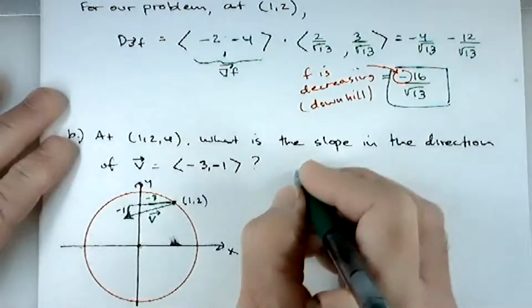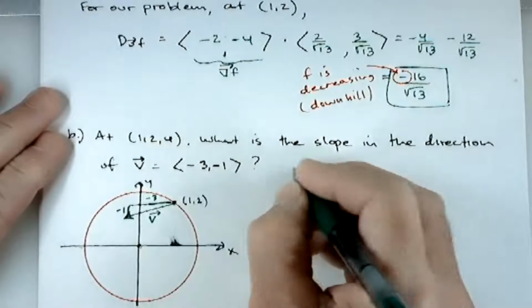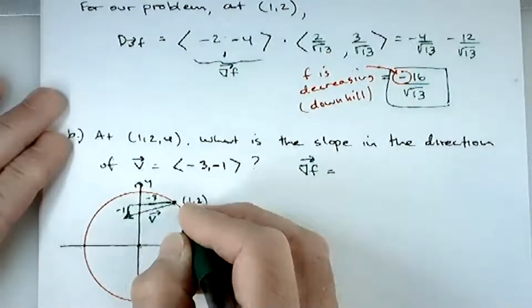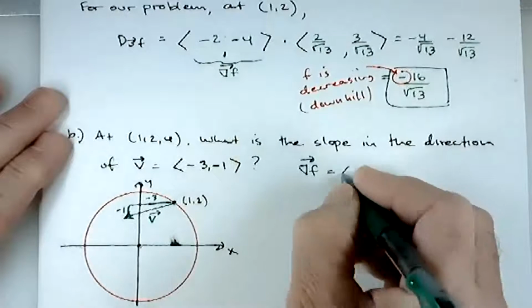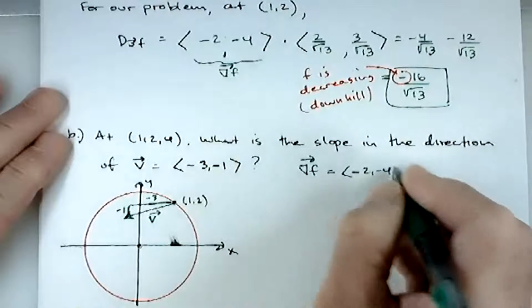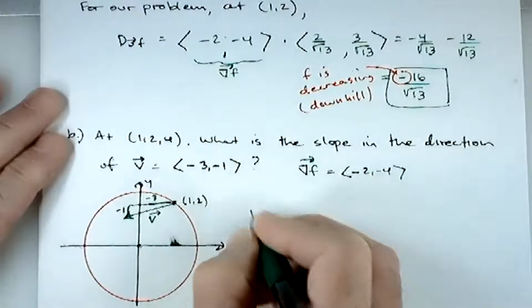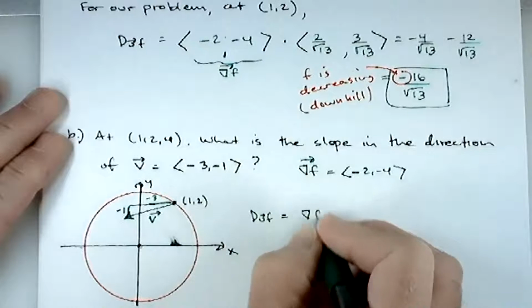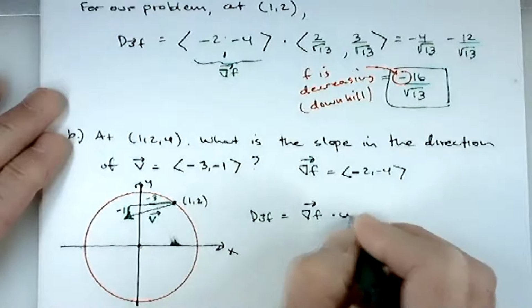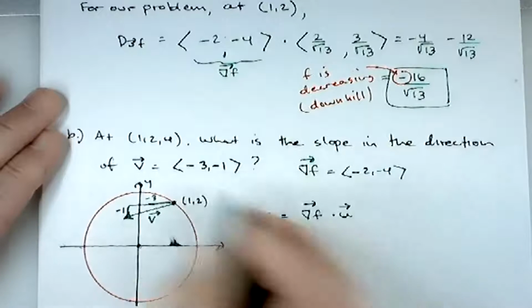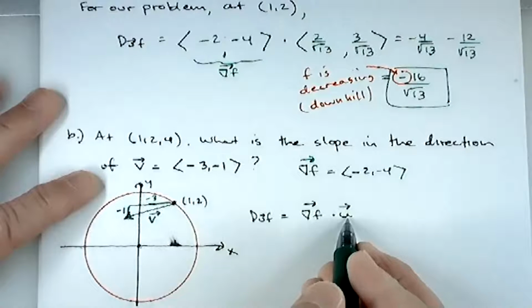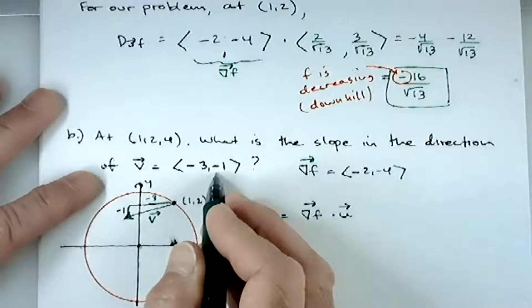Now we've already worked out our gradient. Because we're at the same point, we can still keep it. It's (-2, -4). So my slope in this direction is the gradient dotted with u. Now what do I have to do here? This is a vector, but I need to unitize it. I need to make it a unit vector.